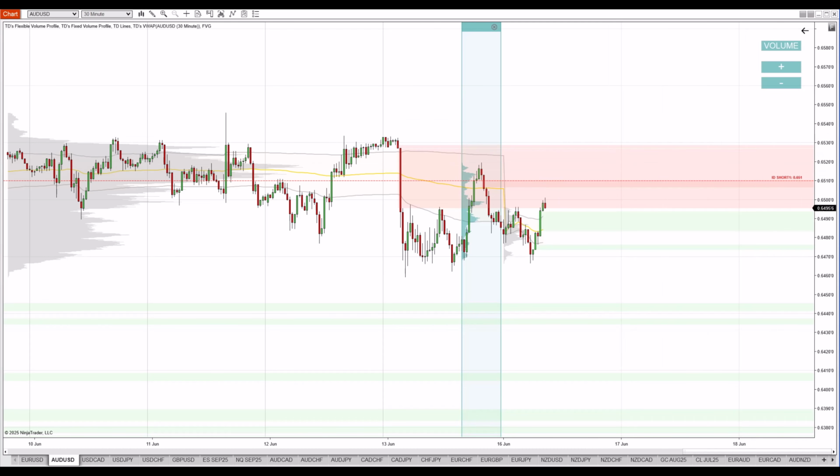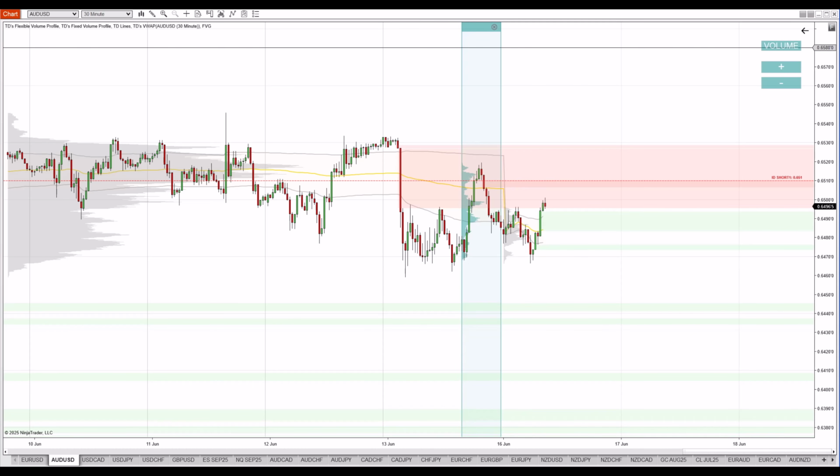Oh, and by the way, there's also a small fair value gap right here. That's the fair value gap. In a short trade scenario, you want to trade from this place. This is the beginning of the fair value gap. That's exactly where the level is. All right. So yeah, that's the plan for the Australian dollar US dollar.